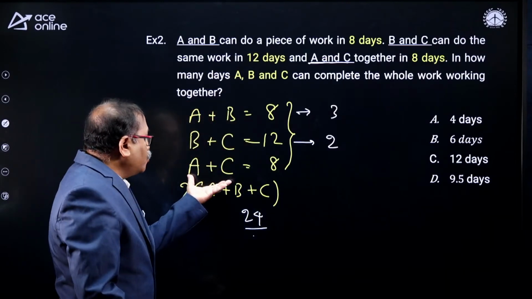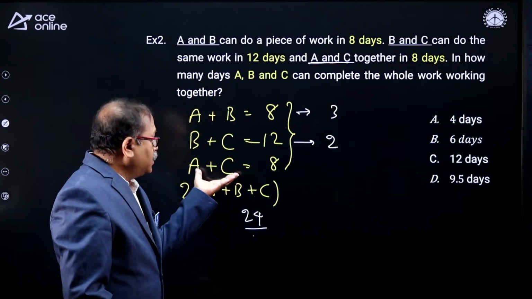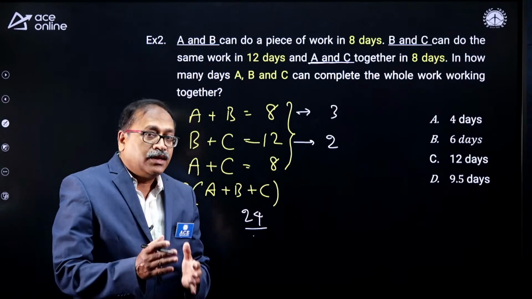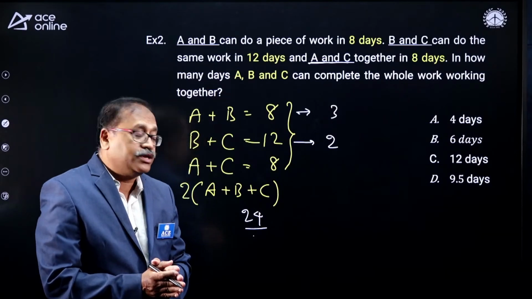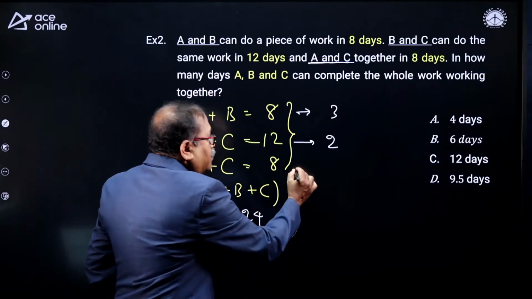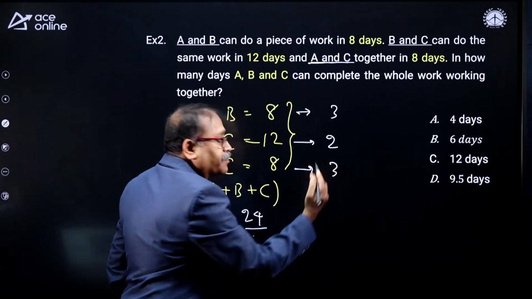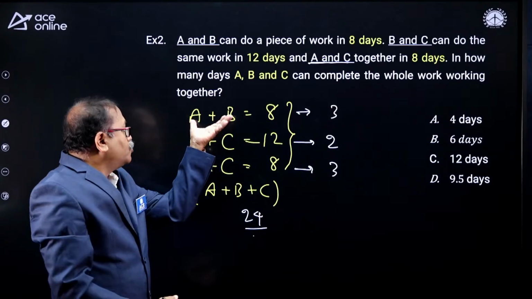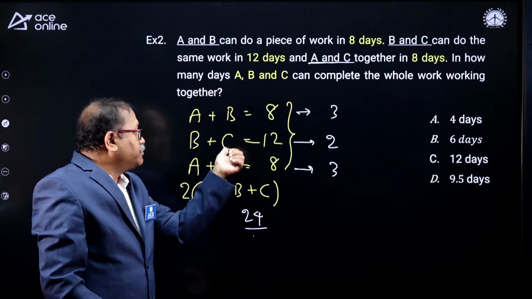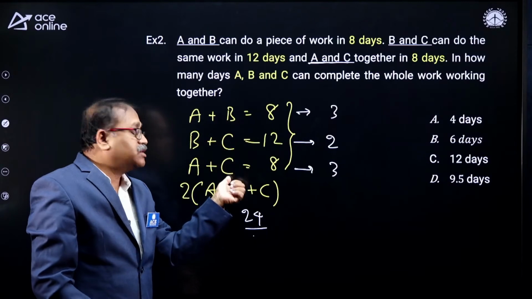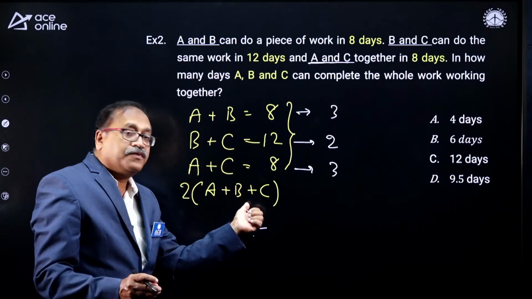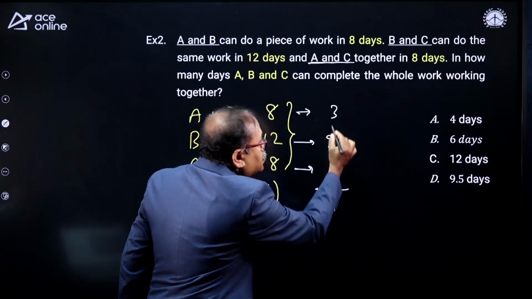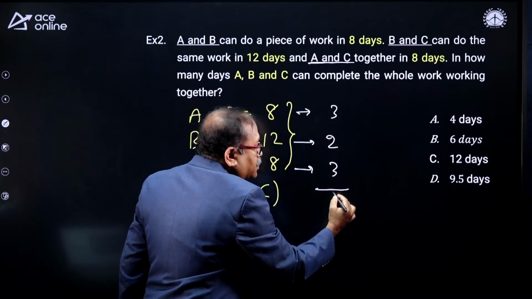Now, I see the second group, A and C, the third group. A and C together can complete these 24 units in 8 days. That means in 1 day, how many units? So 24 divided by 8, that is 3 units. Okay. Now, when I am adding the left hand side, I got 2 times of A plus 2 times of B and 2 times of C. That is 2 times of A plus B plus C. And how many units do they complete? So the sum of these units, 3 plus 2, 5 plus 3 is 8.